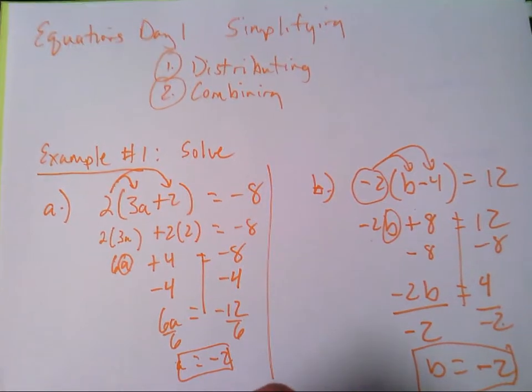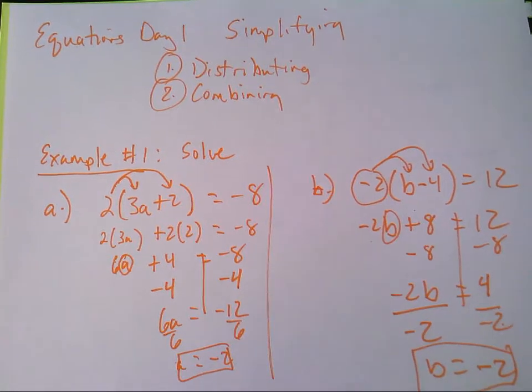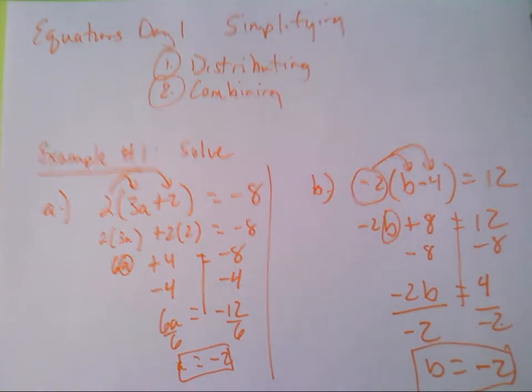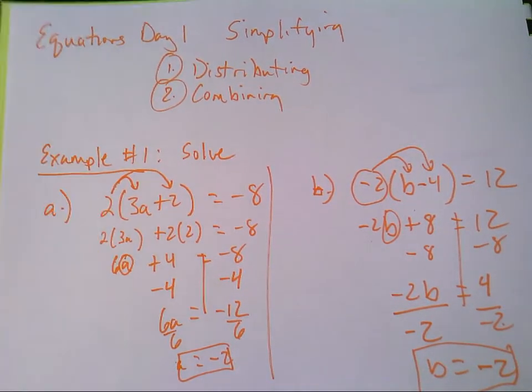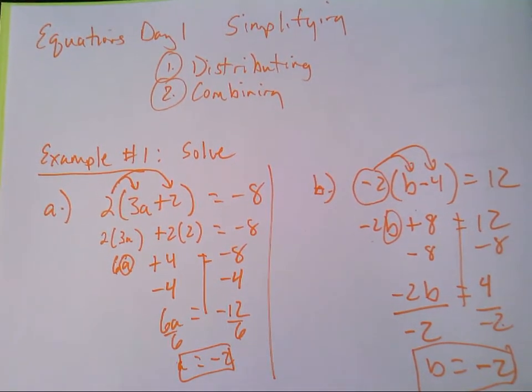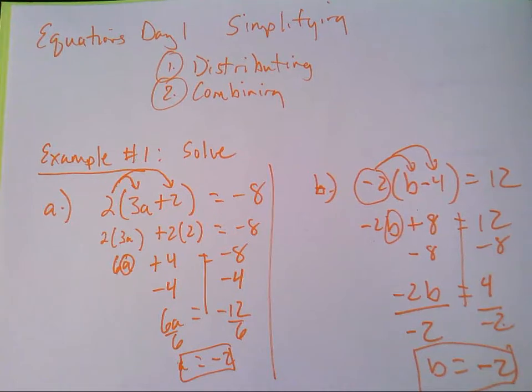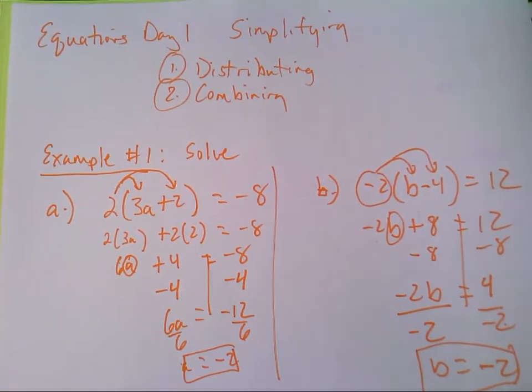For you to work on, pause the video and work on both of them. The first one I'll give you is a simple one: 3t minus 12 equals 27. And then the second one is a tough one: negative 6(10 minus 4x) equals 132.